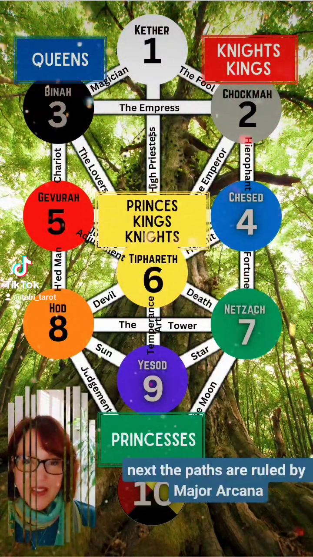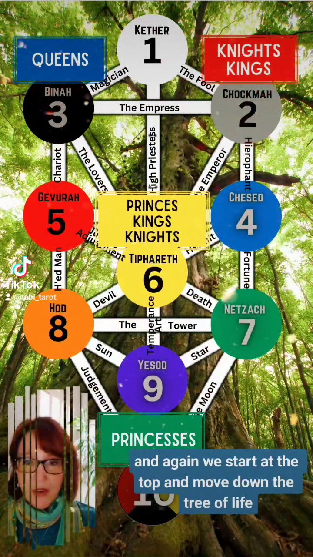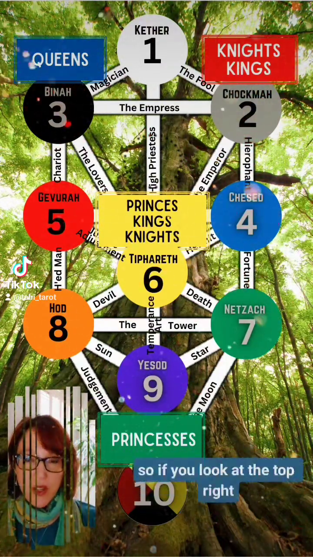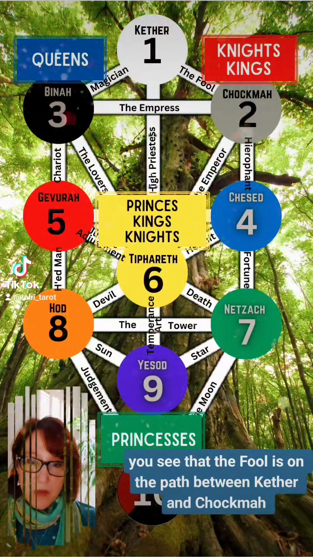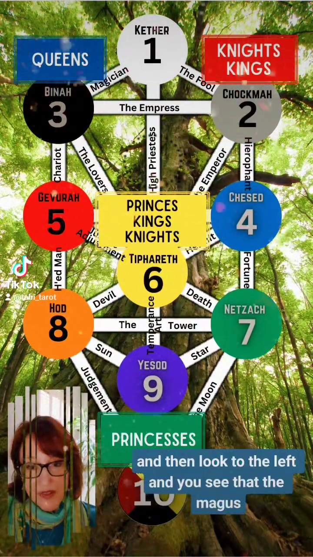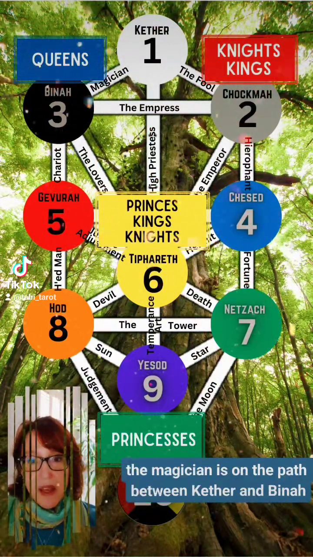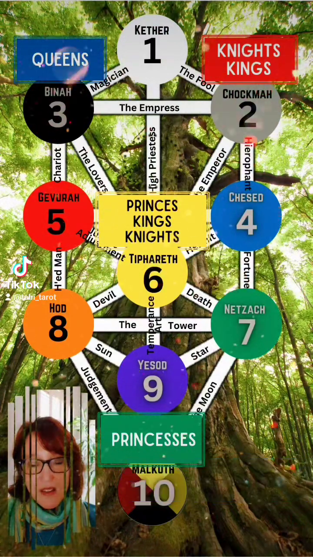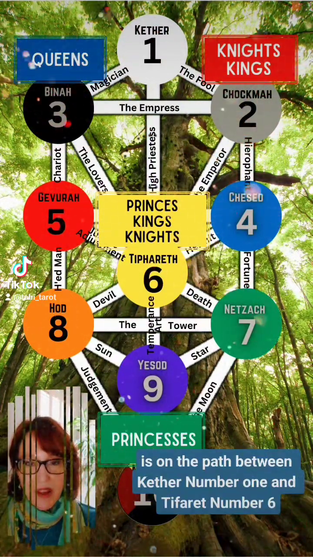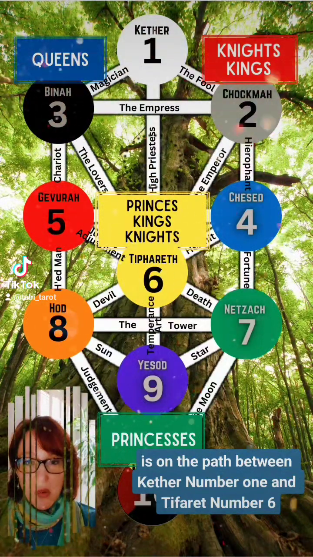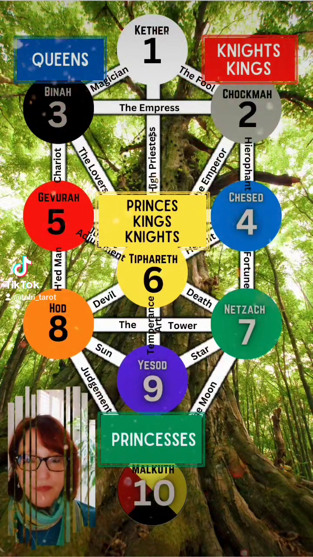Next, the paths are ruled by major arcana. Again, we start at the top and move down the Tree of Life. If you look at the top right, you see that the Fool is on the path between Keter and Chokmah. Then look to the left, and you see that the Magus, the Magician, is on the path between Keter and Bina. Then you see that the High Priestess is on the path between Keter, number 1, and Tiferet, number 6, right in the middle.